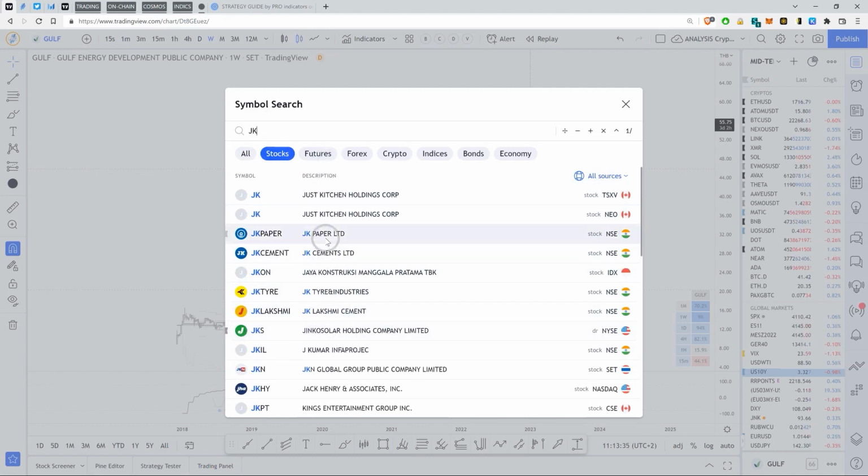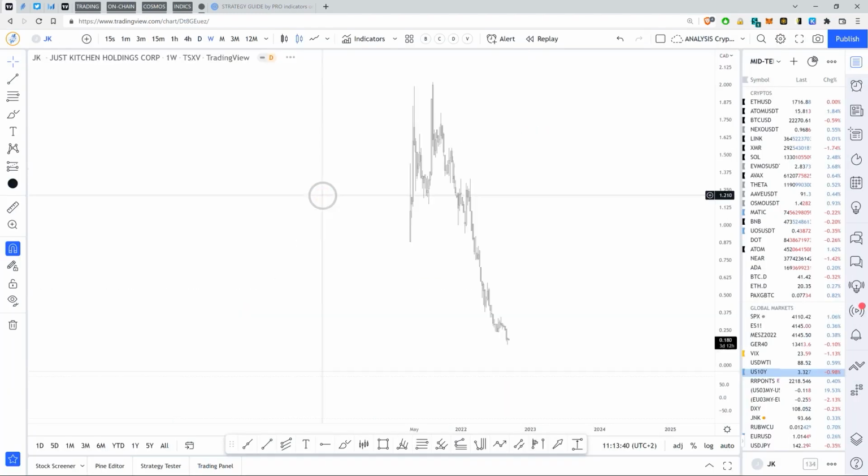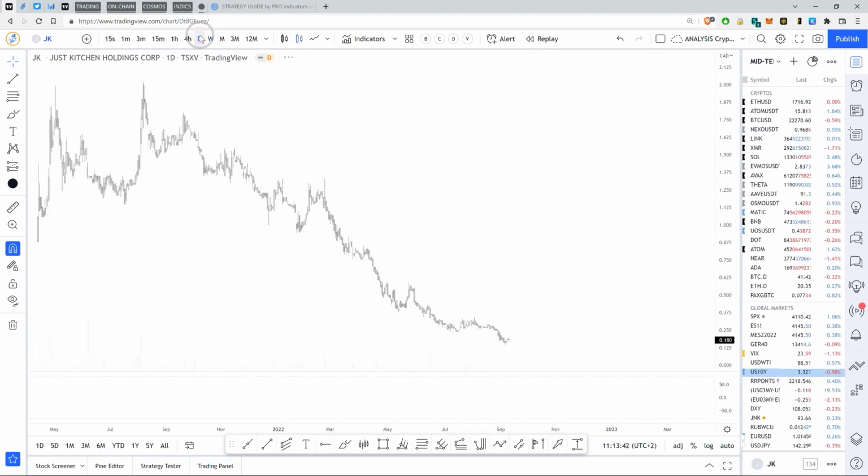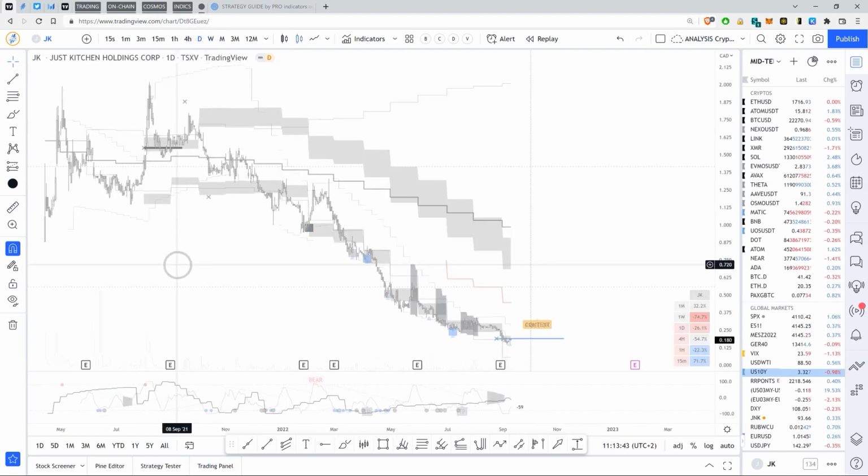Oh no, I know this one. I have it in my portfolio. So I'm going to analyze something else. Just kitchen holding groups. Start with the daily chart. Okay, and do it there.